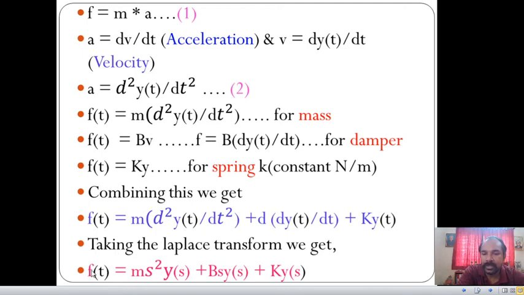Over here it should be F(s) equal to m s square. So d by dt should be replaced by s, but here it is d square by dt square, that's why s square into Y(s). Wherever there is a t, just replace it by s. Plus here b d by dt, that is s, and y(t) is nothing but Y(s), plus k Y(s). In this way, it's the total equation.